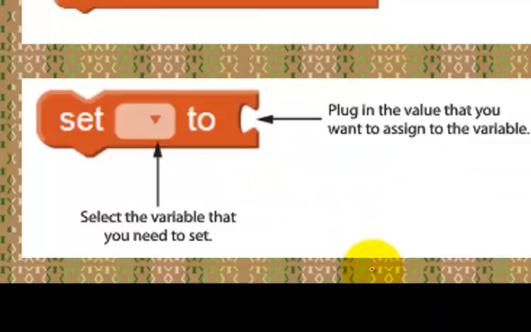When you want to do an assignment statement with a variable, you're going to go back to the variables drawer and grab this set block, and you will then select the variable right here. Local variables that are in scope and global variables will be available in this drop-down block. And then you're going to plug in your expression here.